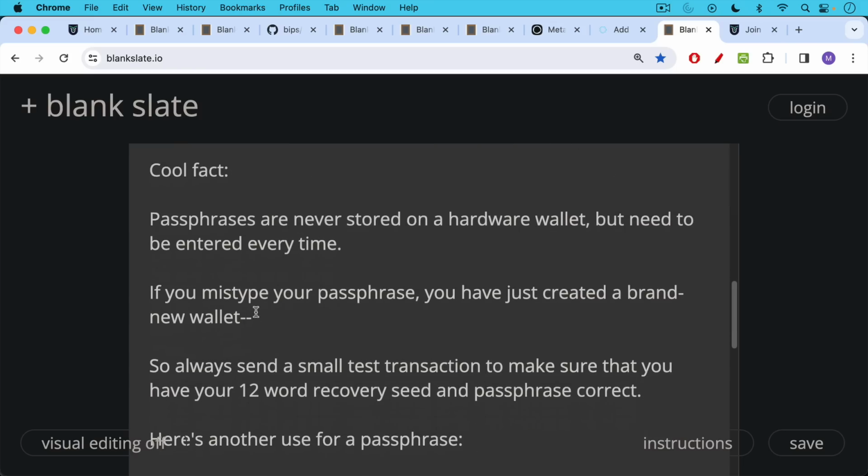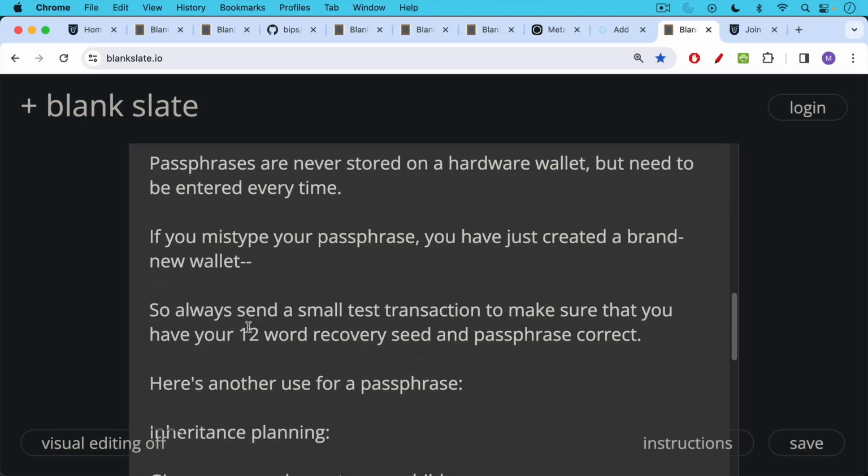So I think it's important to always send a small test Bitcoin transaction to make sure that you have your 12-word recovery seed and passphrase correct. What you should do is set up your recovery seed and passphrase, send a very, very small amount of Bitcoin there, wipe the wallet and try to reconstitute it and see if your Bitcoin's there. That way you can be sure that you have the correct recovery seed and passphrase.